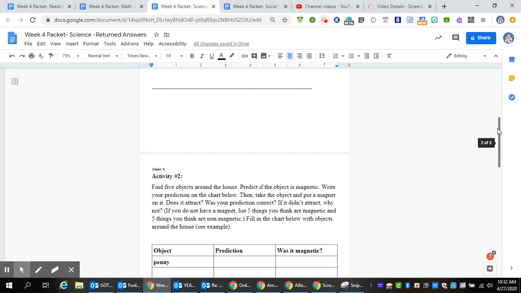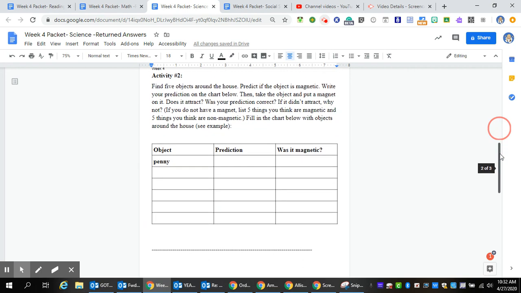Moving on to activity 2, you're going to look around your house and you're going to find 5 objects. You're going to predict if the object is magnetic. You'll write your prediction in the chart below, and then you'll take the object and put a magnet on it. Does it attract? Was your prediction correct? If it didn't attract, why not?